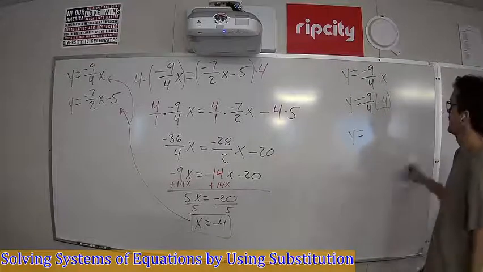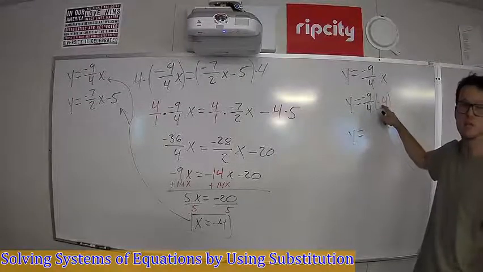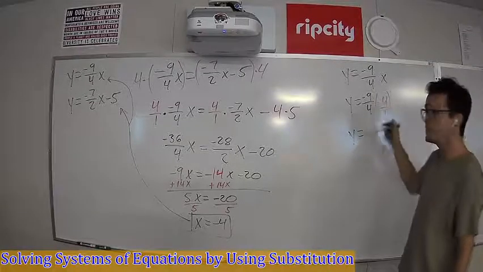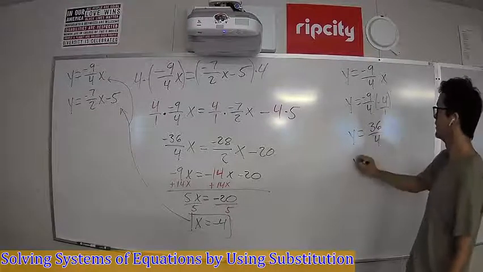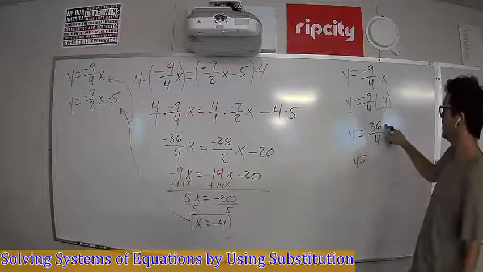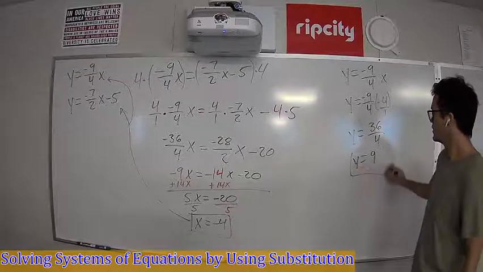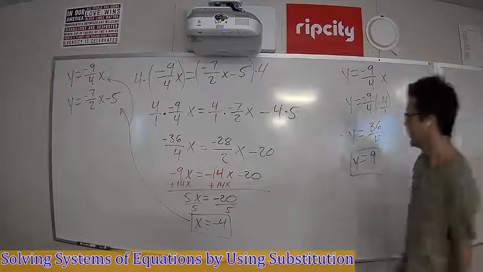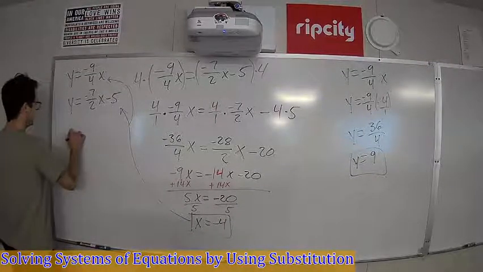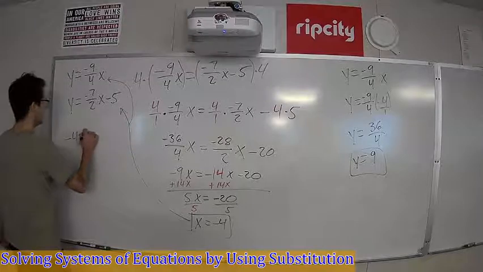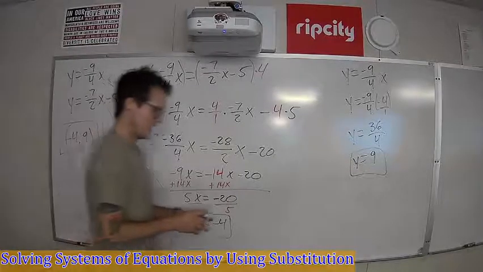What's PEMDAS? Multiplying fractions. Go straight across the top. Negative 9 times negative 4. Negative times a negative is a positive 36. On the bottom, 4 times 1 is 4. y equals 36 divided by 4. That is 9. So our solution to this system of equations, the x-coordinate that we need to plug in is negative 4, and the y-coordinate is positive 9. So your solution is negative 4, 9.